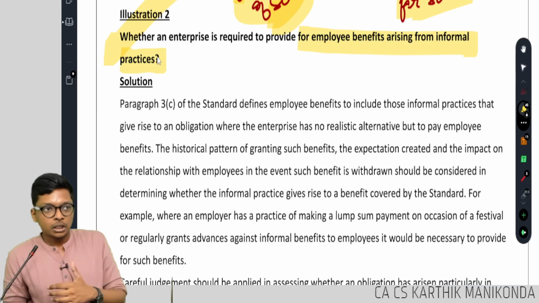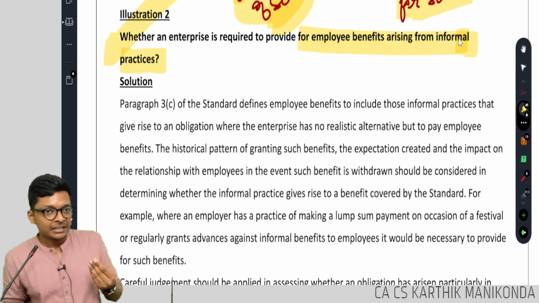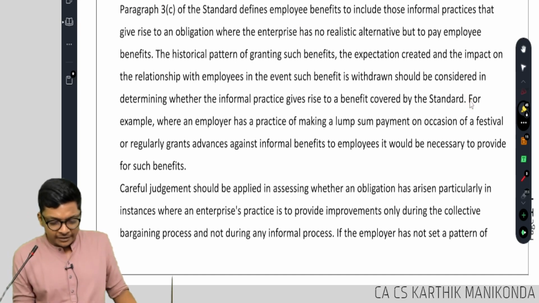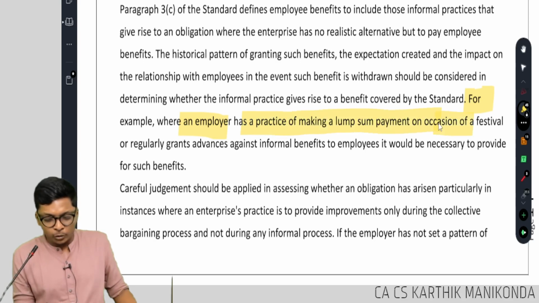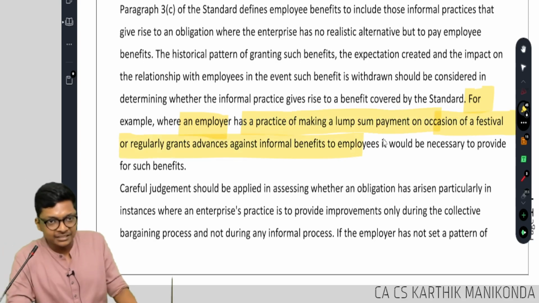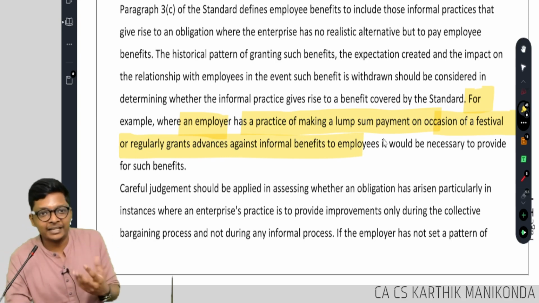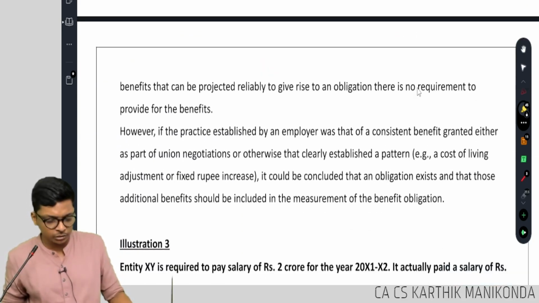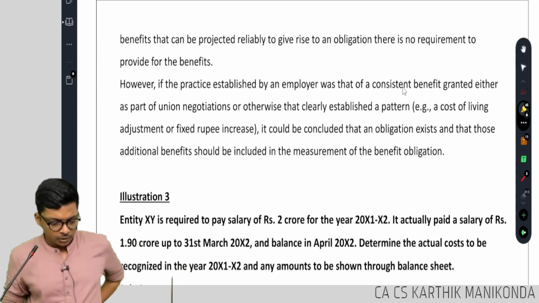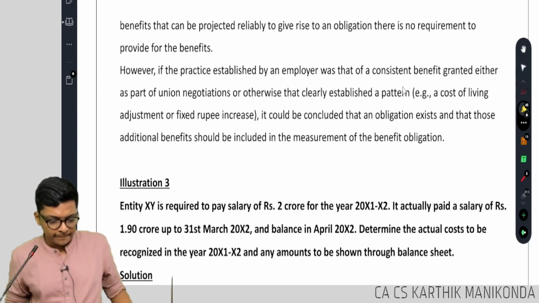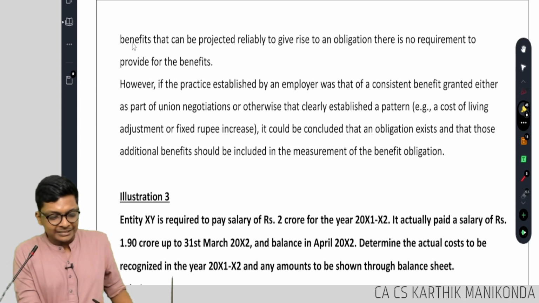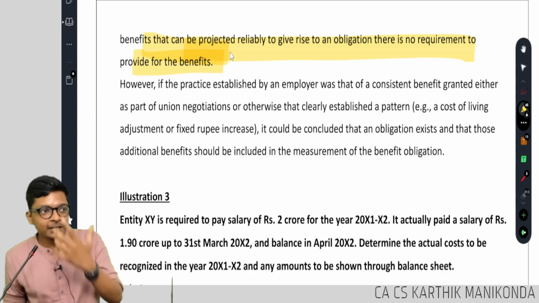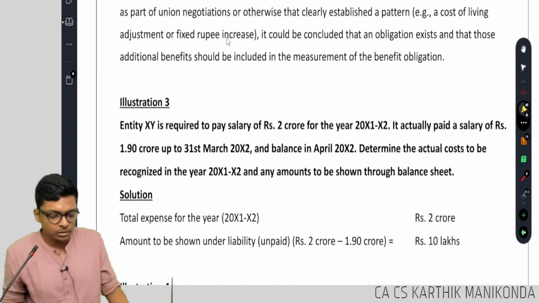Informal practice like Diwali bonus, Christmas bonus, will I include? Yes. Answer is, it is very much covered. For example, where employer makes lump sum payment on occasion of festival or regularly grants, an employee also expects this. Every year when Diwali comes, he is expecting bonus. These are also covered. Are you following, guys? Okay. Fine. Okay. Here they are mainly trying to say such a benefit could be employees expecting those kind of benefits. Even though agreement is not there, even though it's informal, we will cover it.